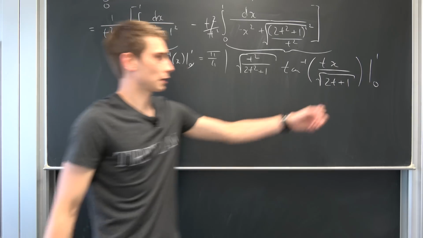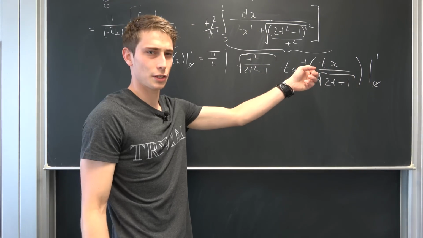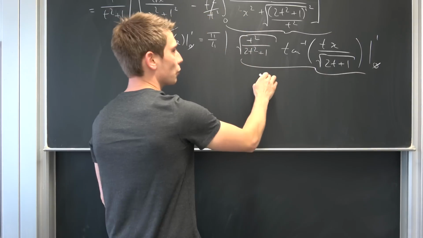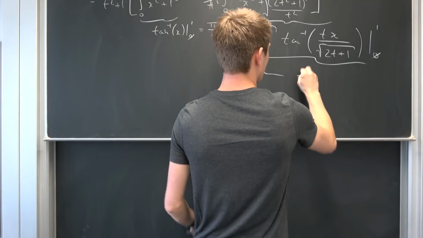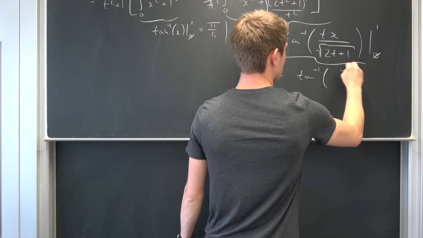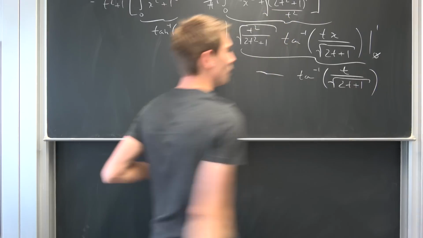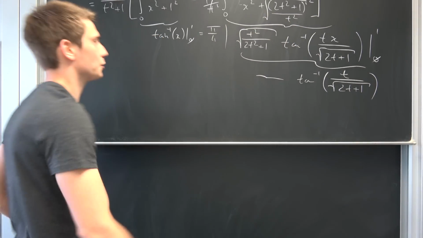And well, if we plug in 0 into here, that's going to vanish, so that's quite good. If we plug a 1 into here, well, what is this going to be? This thing right here is this coefficient. And also we have this inverse tangent of t over square root 2 times t plus 1. That ain't looking good, but it's going to get better in a few minutes.